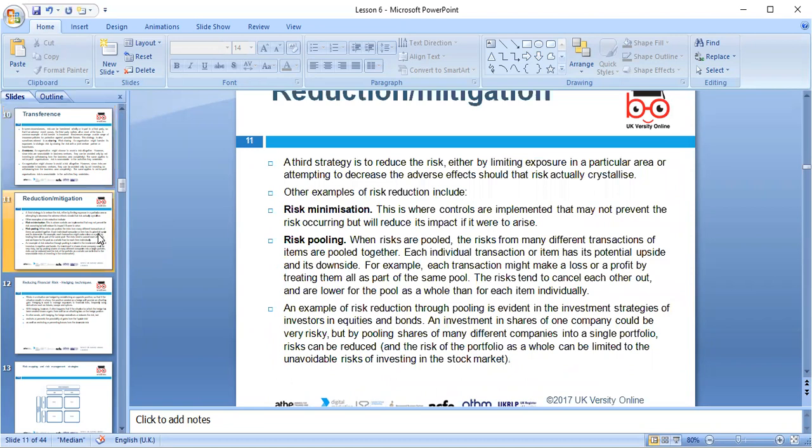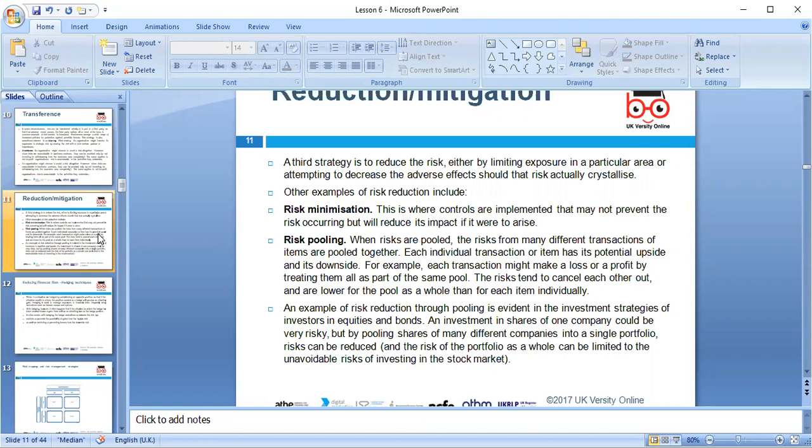The third strategy is to reduce risk, either by limiting the exposure, particularly in the area of attempting, or by decreasing it. If you have wiring in a business, you need to think about all equipment being tested, like PAT testing and various other testing. You also have to do risk reporting on a regular basis.